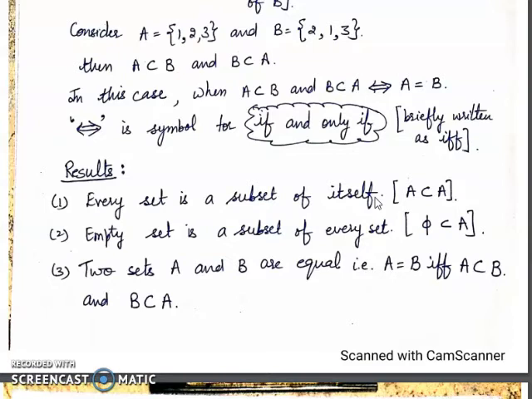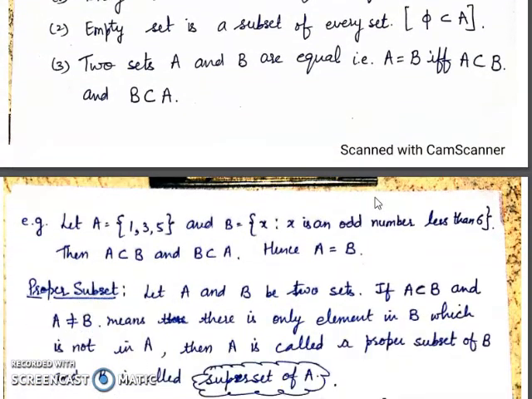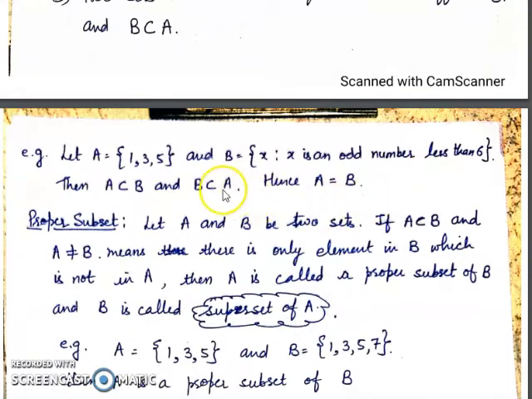Clear? Now come to the next one. We will take one more example. Let A be the set consisting of elements 1, 3, 5, and B be the set of X such that X is an odd number less than 6. A is given in the roster form with elements 1, 3 and 5, and B is given in the set builder form, all the odd numbers less than 6.